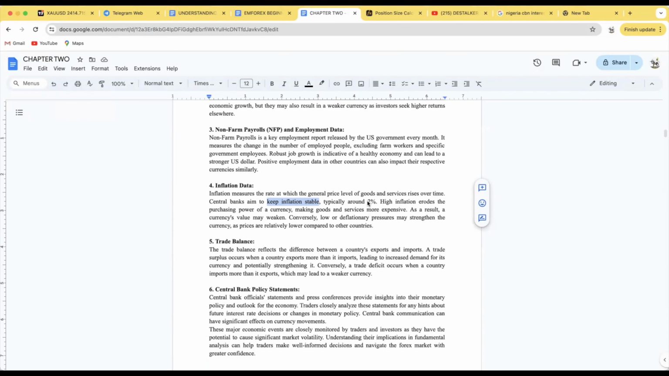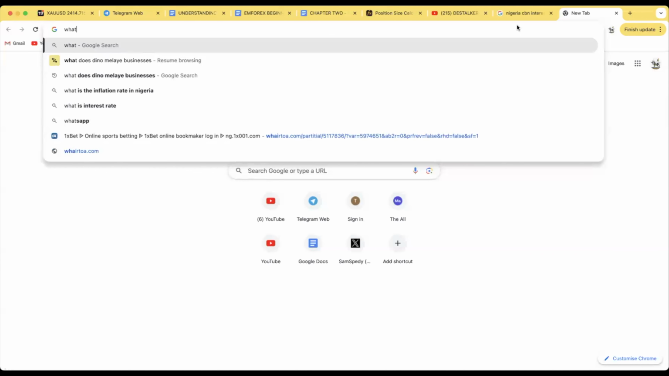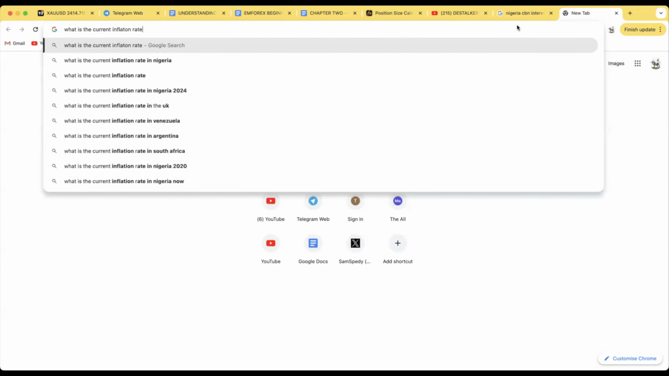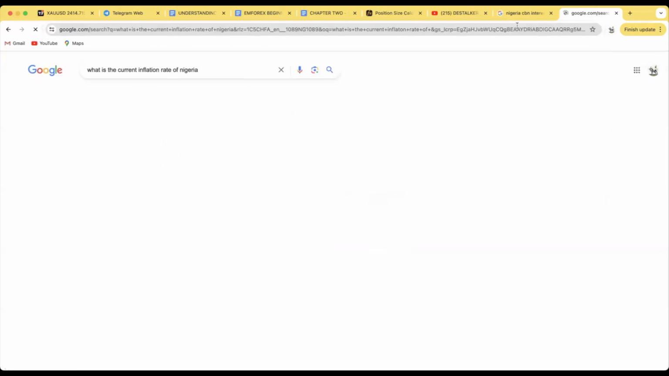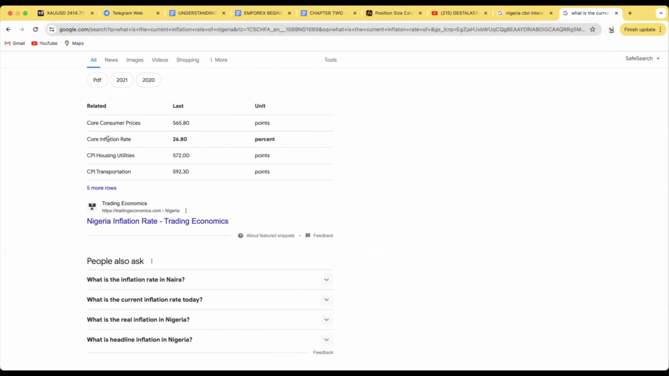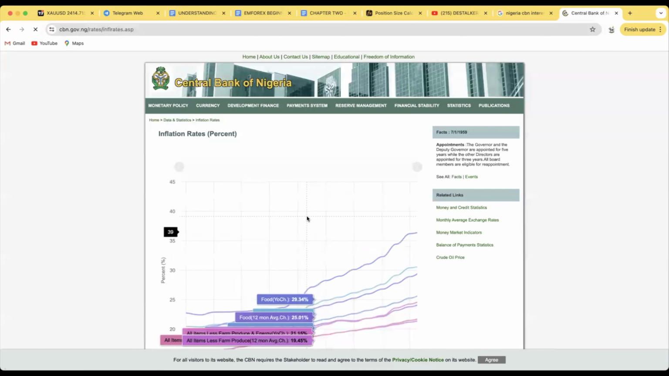So typically around 2%. High inflation erodes the purchasing power of a currency, making goods and services more expensive. So now let's see what the inflation rate of Nigeria is, because we need to know all these things. Core inflation rate, the last modified one. Okay, this is 2020. Let's see the most recent. This is CBN data.